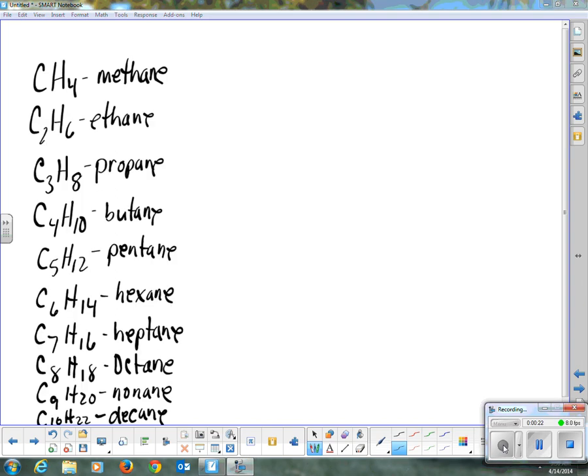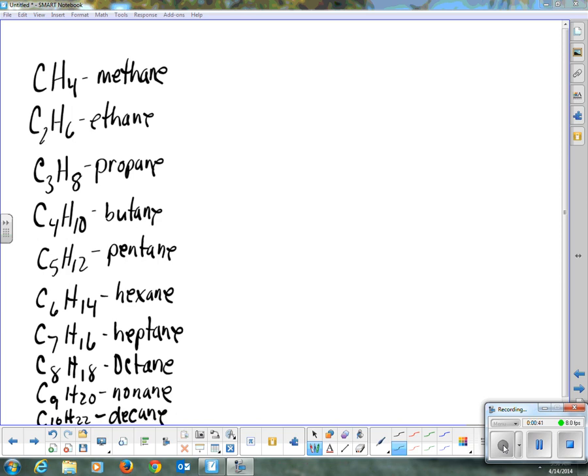Remember the song? 1 is methane, 2 is ethane, 3 is propane, 4 is butane, 5 is pentane, 6 is hexane, 7 heptane, 8 is octane, 9 is nonane, 10 is decane. Now you've got it. You can name organic chemicals if you know these 10. All right, so what we need to do is be able to name organic chemicals.